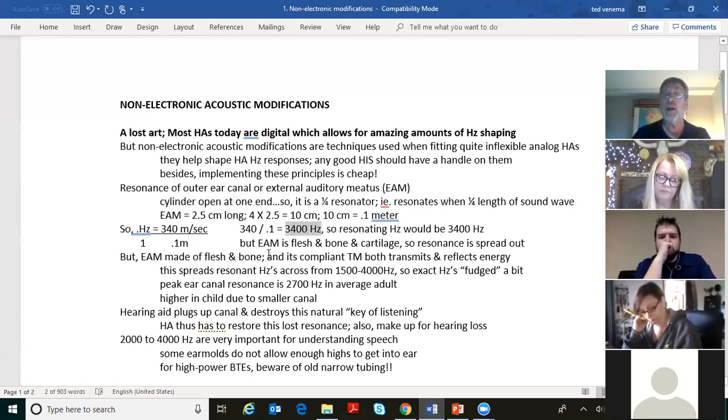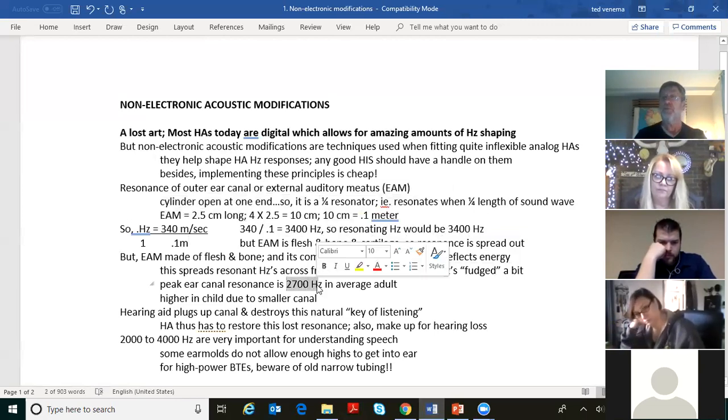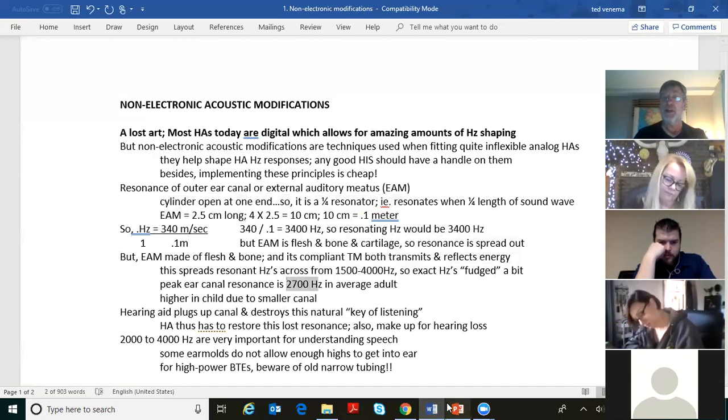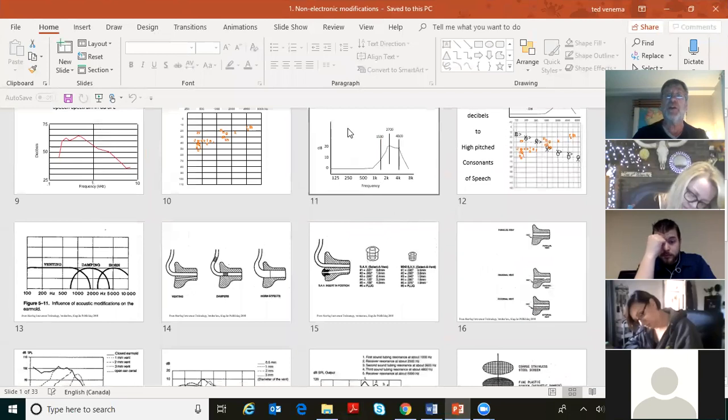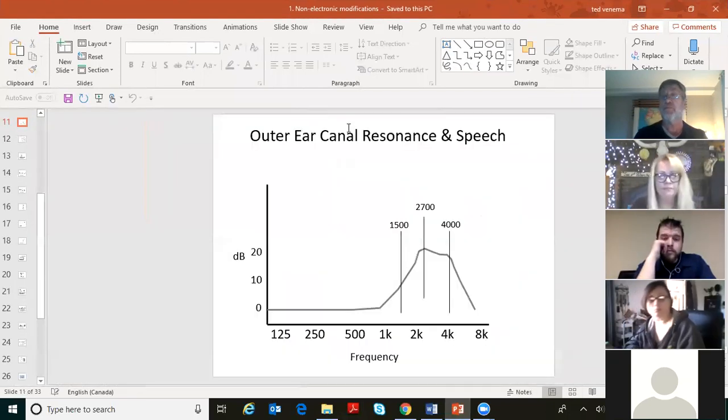But your ear canal is not made out of steel, it's made out of flesh and bone. And so that resonance is spread out. And it's spread out from about these frequencies here, with the peak resonance being about here. Okay? And in your PowerPoint, as you would recall, that is definitely going to look like this. And there's your good old resonance of the outer ear canal.